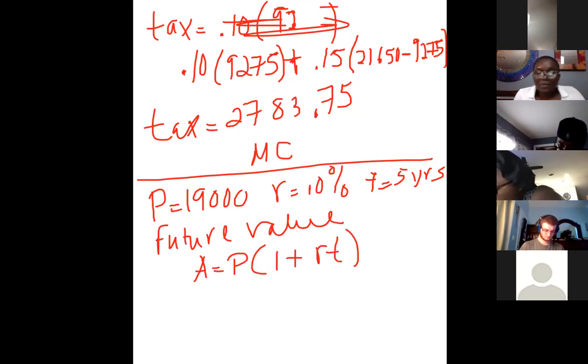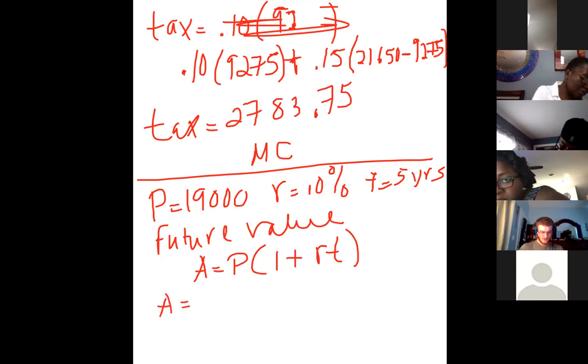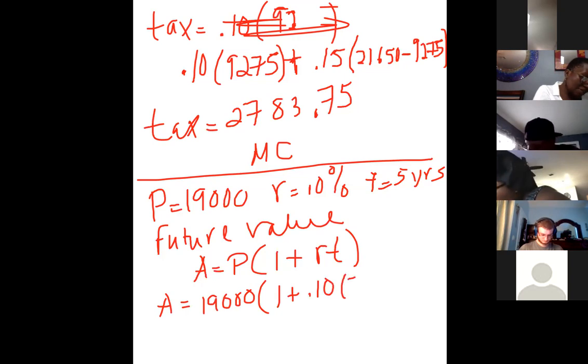So now we're going to take that 19,000 and plug it in. This problem is a free response question, so you're going to have to type in your answer. It also says to round to the nearest cents. So guys, we're going to do A is equal to 19,000 times 1 plus 0.10 times 5.